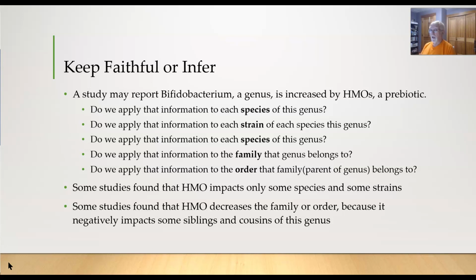In some cases, the impact is the opposite for some species, some strains. Bifido as a population goes up, but within that genus, we have species going up or down depending on their composition. Similarly, going up into family and order, we have the same thing happen. In that case, things are negatively impacting some of the siblings or the cousins of the genus, so we end up having issues there.